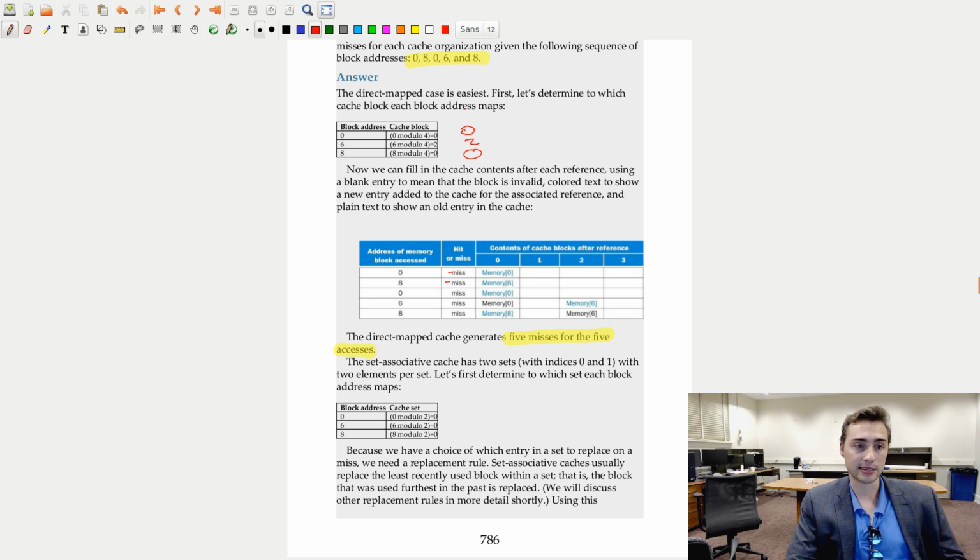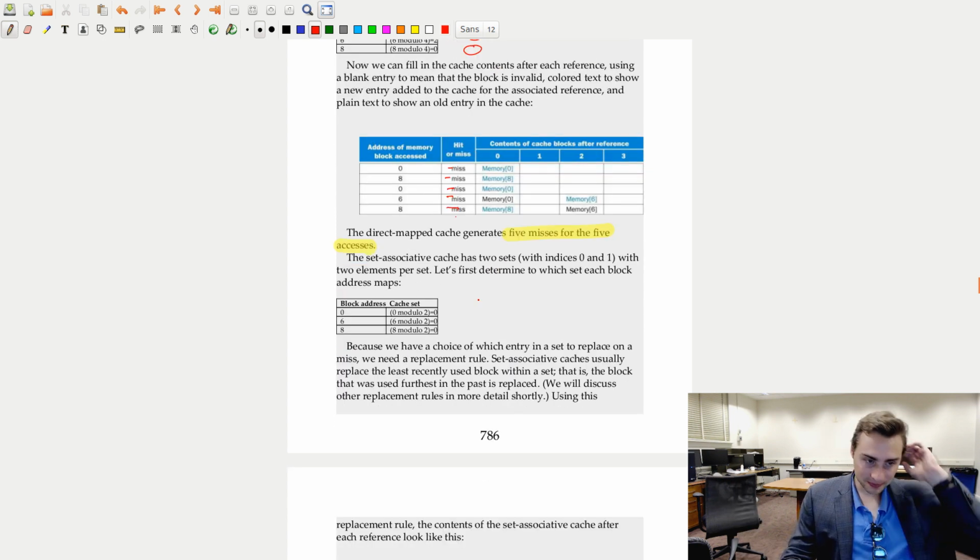Then we access 0 again. Now 8's in the cache, so we get another miss. 6, there's nothing in the cache originally. We get a miss. 8, we loaded 0 into that spot in the cache previously, so we get another miss. So it's not great for us. It's actually very bad for us.